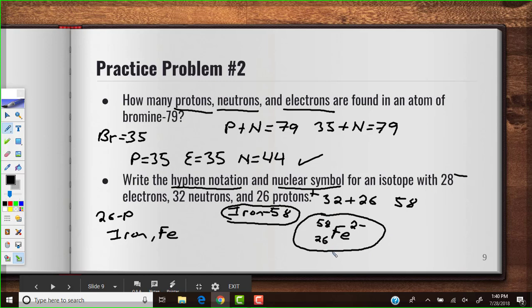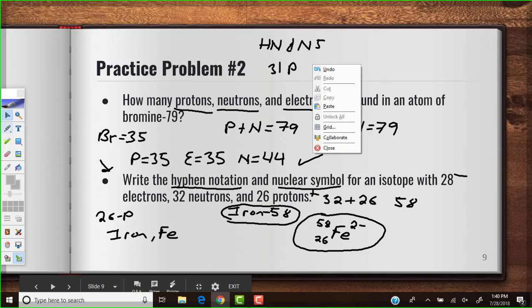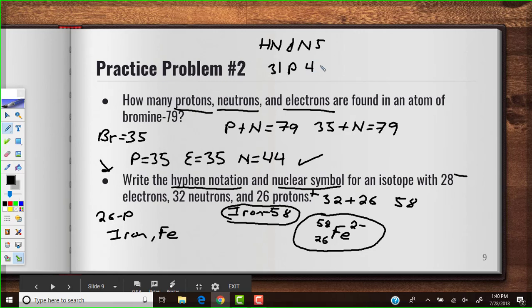Okay? Pretty straightforward there. Now, on your sheet, on your question for the lesson here, I want you to write this down because I think that this stuff down here is a bit more challenging. So I want you to write the hyphen notation and nuclear symbol for an element that has 31 protons, let's go with 40 neutrons, and let's go with 30 electrons. So what I want is the hyphen notation and the nuclear symbol for something with 31 protons, 40 neutrons, and 30 electrons. So think about how we did that here.